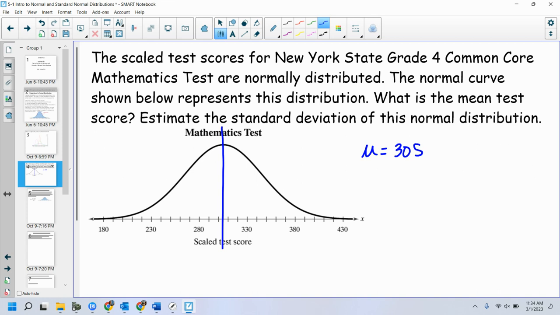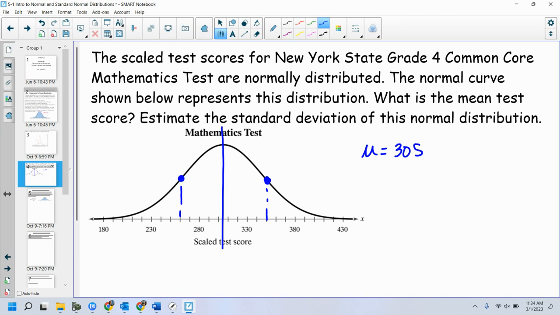Estimate the standard deviation of this normal distribution. Well, where do you estimate the inflection points to be? Looks like it's going to stop being concave downward somewhere over there and there, right? Maybe a little bit further to the right on this side. That one looks good. What do you think the standard deviation is then?